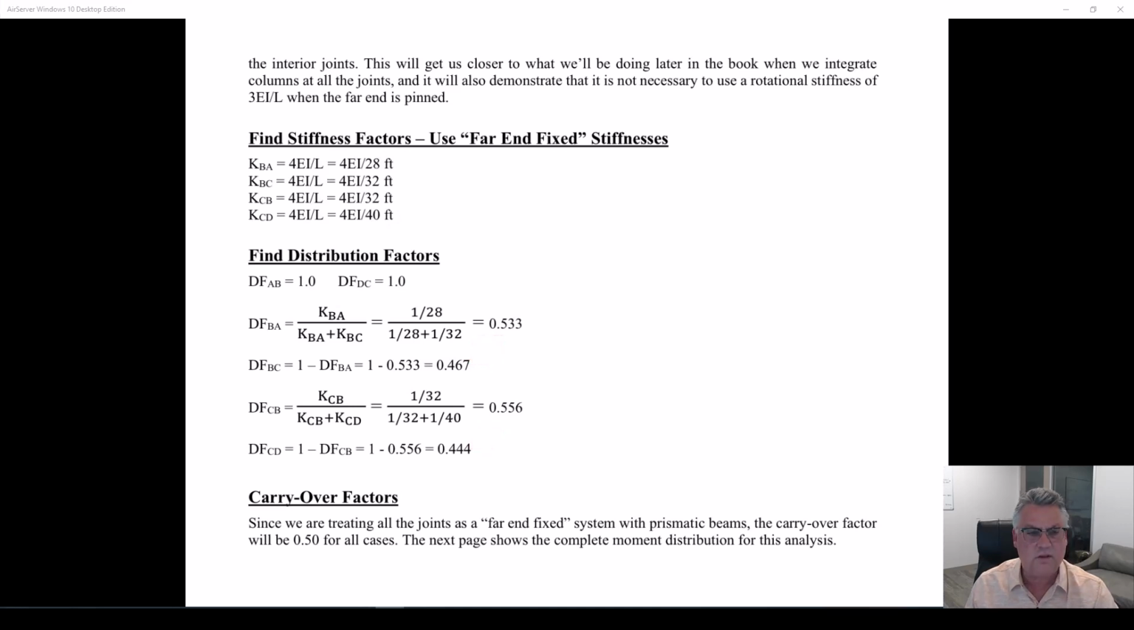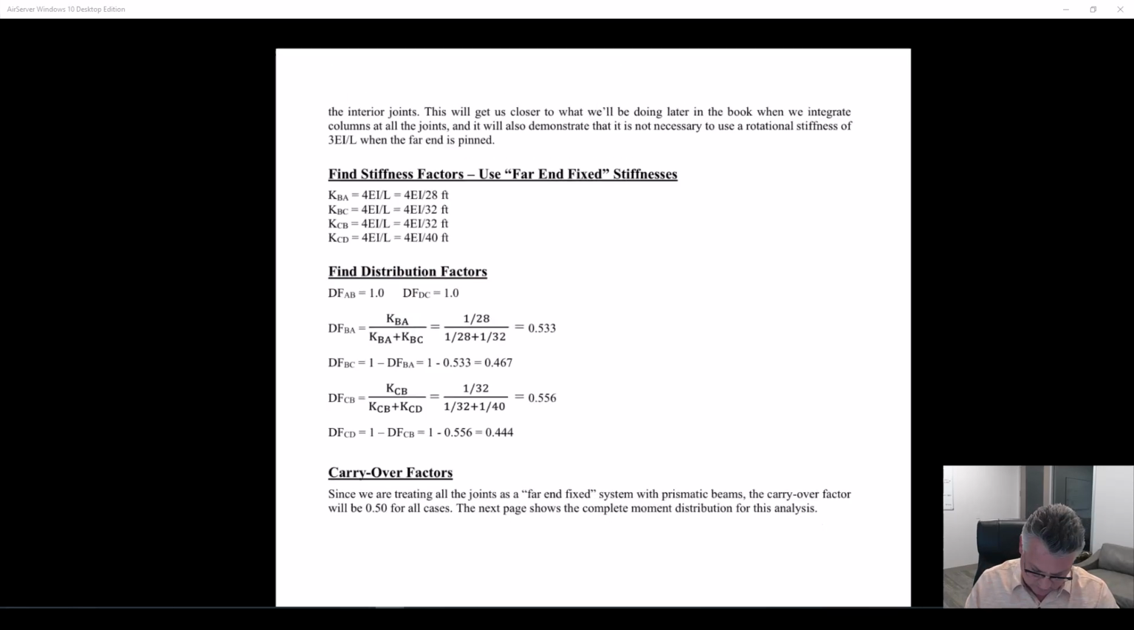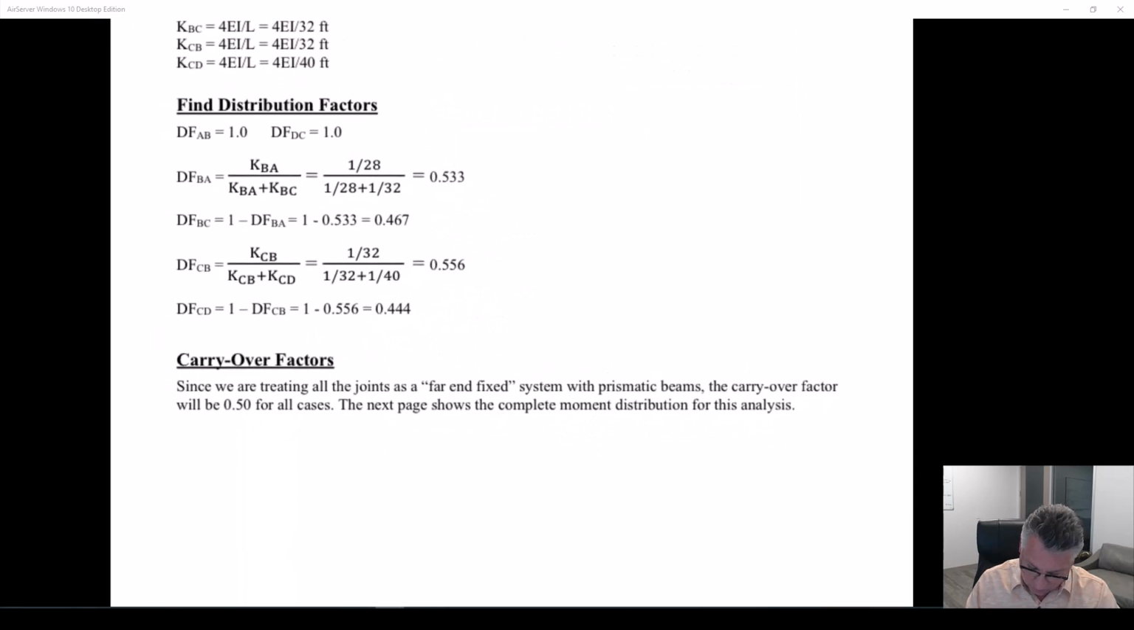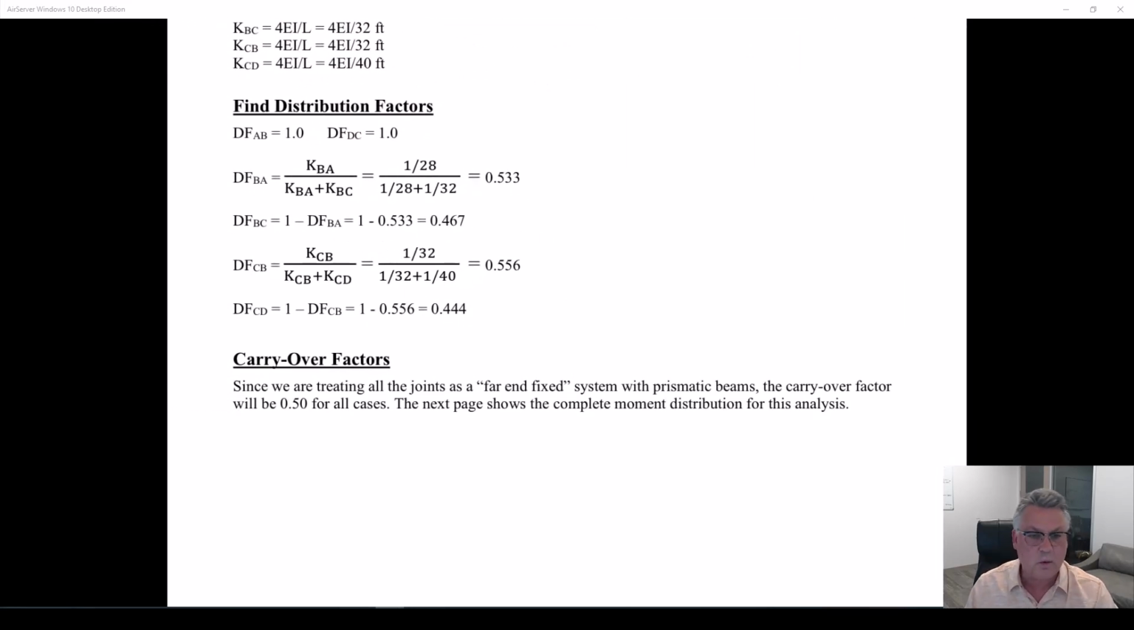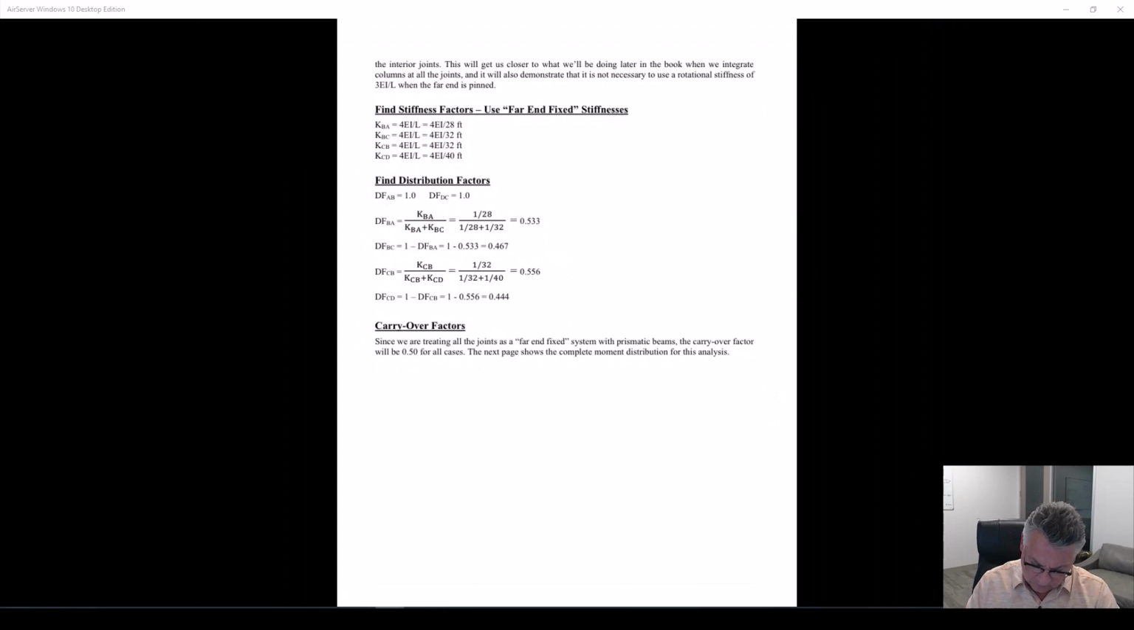They have changed because I have started with the assumption that everything is fixed. All ends of all members are fixed. That's okay. I can do that. It will come out in the wash, the same exact answer. So distribution factors, AB and DC are still 1. Carryover factor is now 0.5 in both directions because now we're going to fully distribute back out to the end joints, back in, back out, back in. We're going to include them so they don't feel left out.